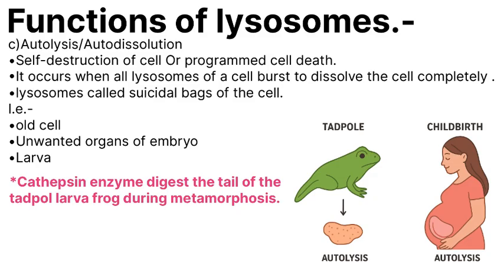For example, the tail of a tadpole larva disappears during metamorphosis by the process of autolysis. And in humans, after childbirth, the uterine lining shrinks back to the normal size with the help of autolysis. Not just these two examples only, but any old cells can be destroyed by this process. Wait, that is why lysosomes are called the suicidal bags of the cell, because when their enzymes are uncontrolled, the very first thing they can destroy is their own cell. Yes, that's true. Let's see how they do so.